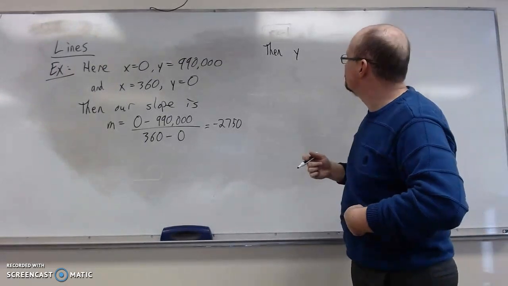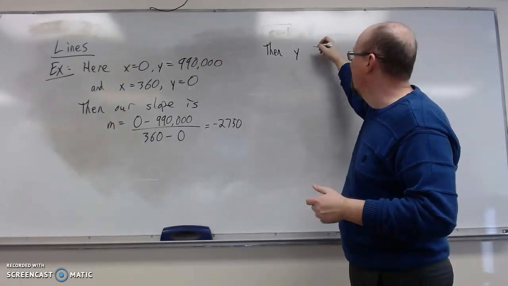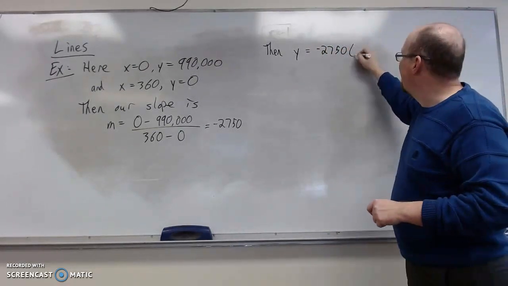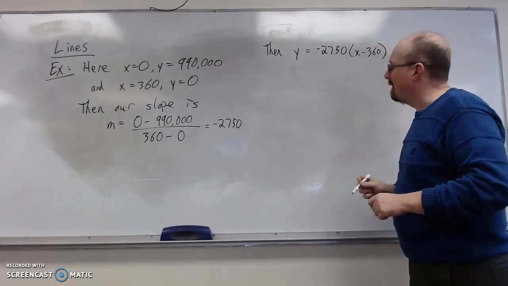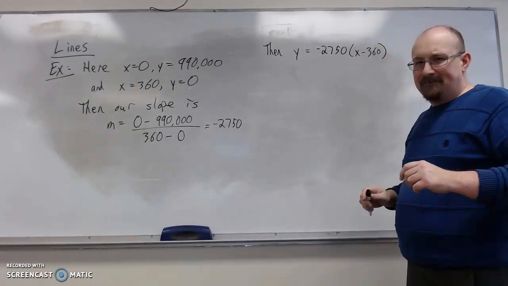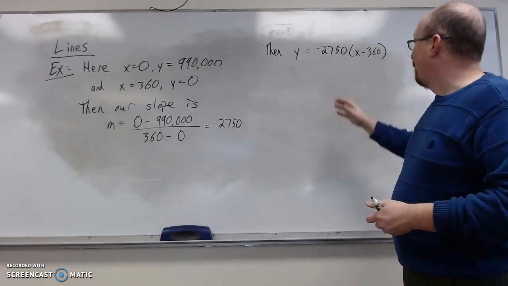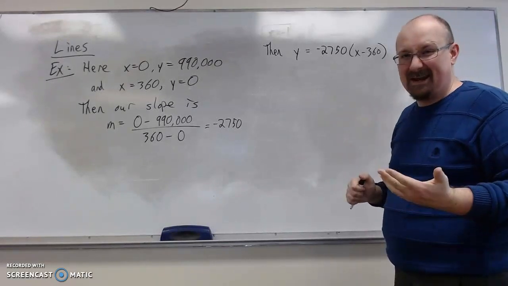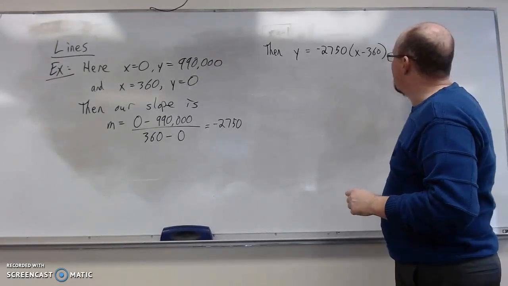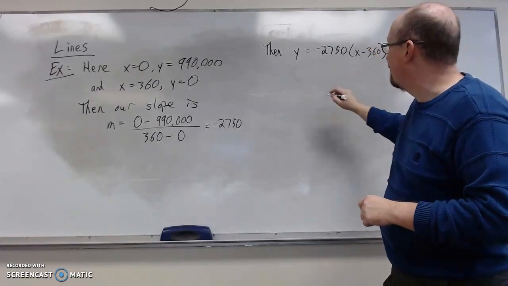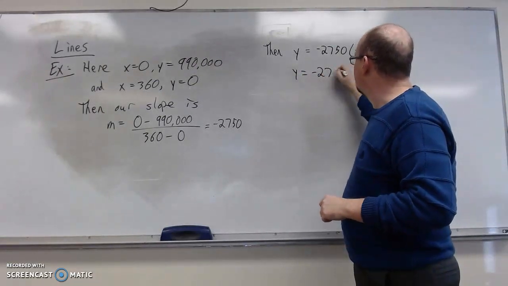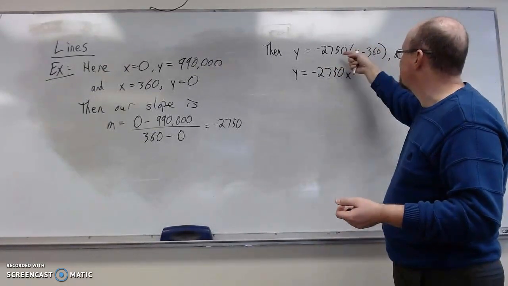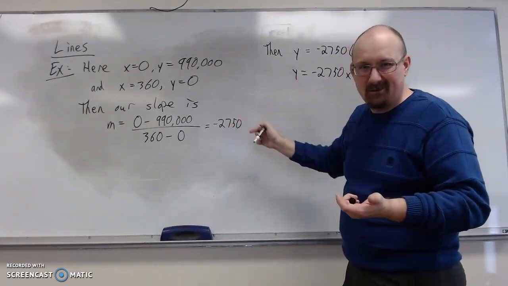So y minus 0 is nothing, equals negative 2750 times (x minus 360). You might also prefer to do it the other way so you don't have the parentheses. Like I said, either way works, but the fact that you've got a 0 in either case makes this pretty straightforward to work out. If you distribute the negative 2750, which I'd like you to do in most instances, you'd have negative 2750x, and it turns out 360 times this guy, that's exactly what we came up with there.